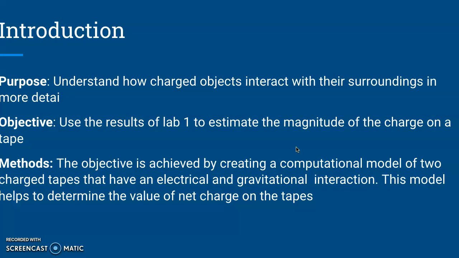This lab expands on the principles that we discussed in Lab 1. The purpose of this lab is to understand how charged objects interact with their surroundings in more detail. We use the results of Lab 1 to estimate the magnitude of the charge on a tape, and do this by creating a computational model of two charged tapes that have an electrical and gravitational interaction. This model then helps us to determine the value of the net charge on the tapes as well as visualize this net charge.